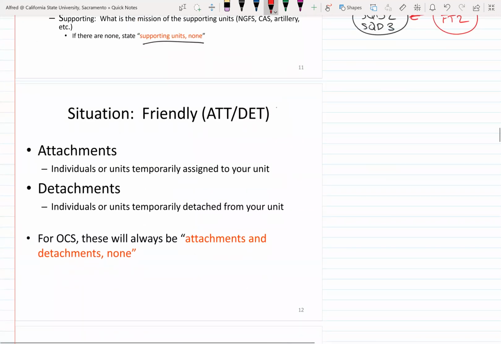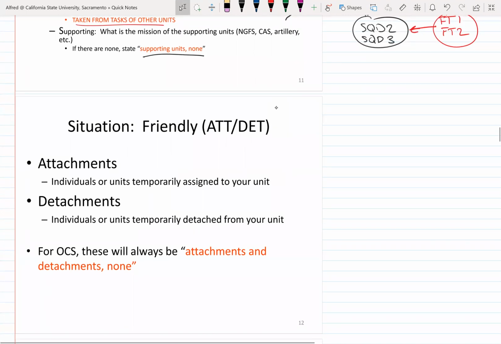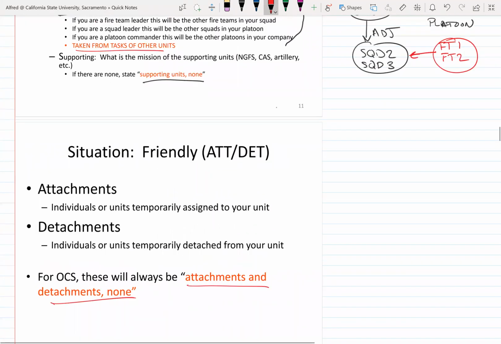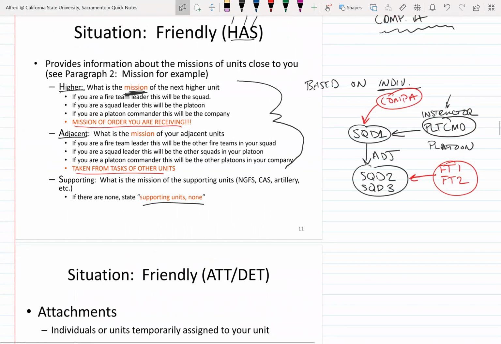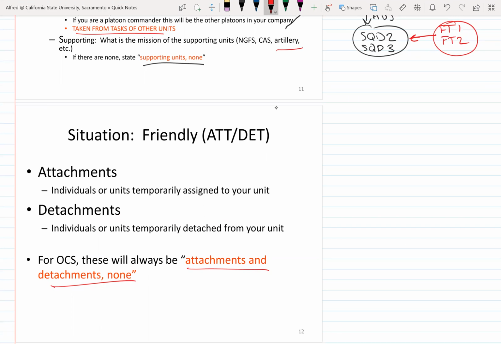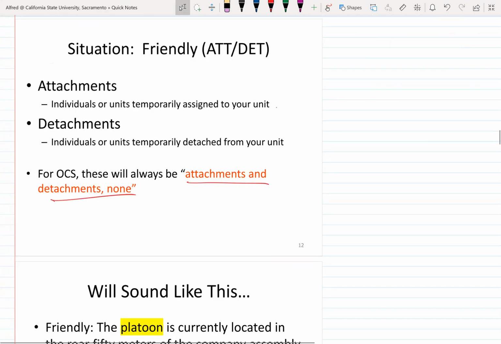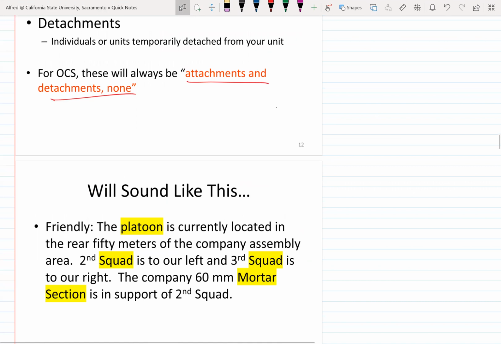For that, attachments and detachments is typically none. But at OCS, you still have to say it. You still say attachments, detachments, none. You still say that because you're being graded on whether or not you know the op order, and you don't want to forget about the attachments and detachments. So make sure you say that there's no attachments, detachments, and then supporting units is also none. Okay, but you might have artillery, you might have close air support, you might have other units, you might have medics, you might have engineers, who knows? You might have translators. There's a lot of things you could have with you because it gets complicated out there. But you want to make sure that you just get through this.